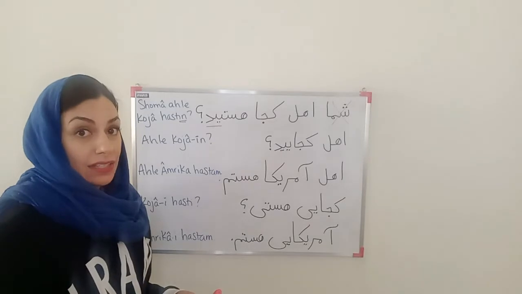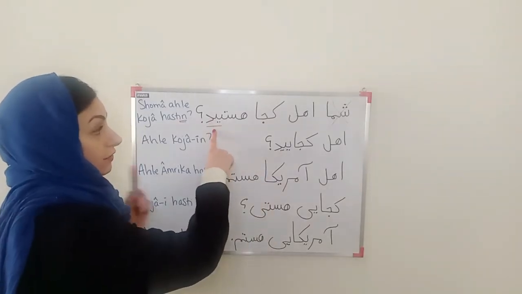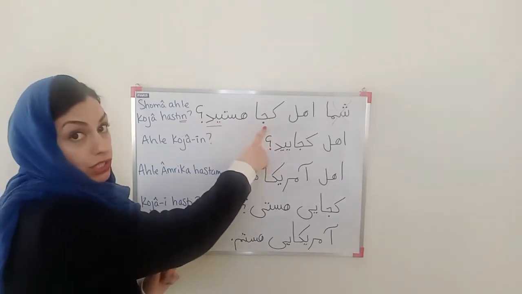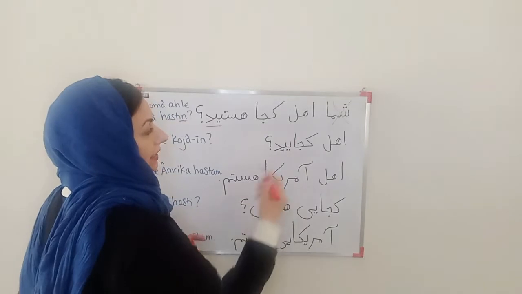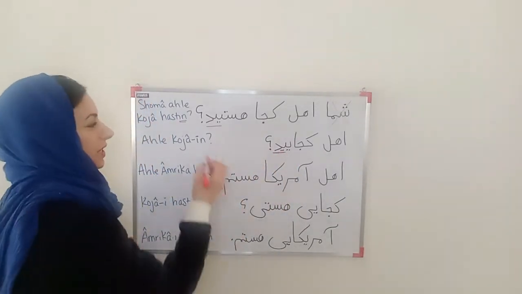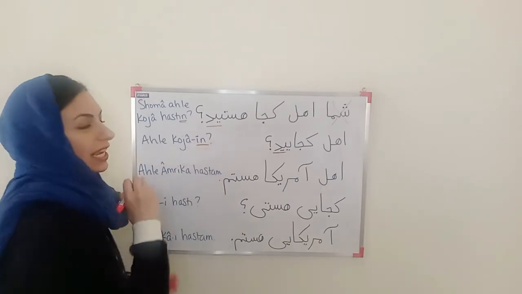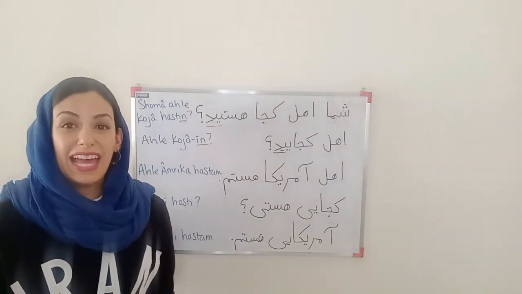Another way to ask this question would be to add the verb ending to koja, where. And then we would have ahle kojaid, which of course in spoken Persian becomes kojain. So there's our question, where are you from? Ahle kojain.